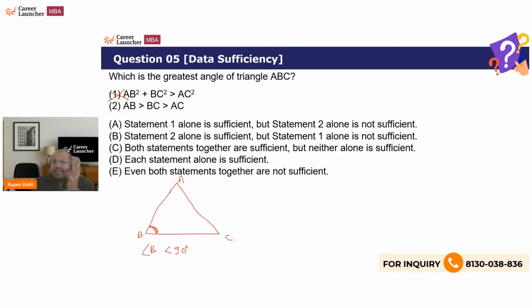The sides and the angles are in the same increasing order. So AB is the largest side. So the angle opposite to AB, which is the angle C, must be the largest. Statement 2 is sufficient. Answer is B.